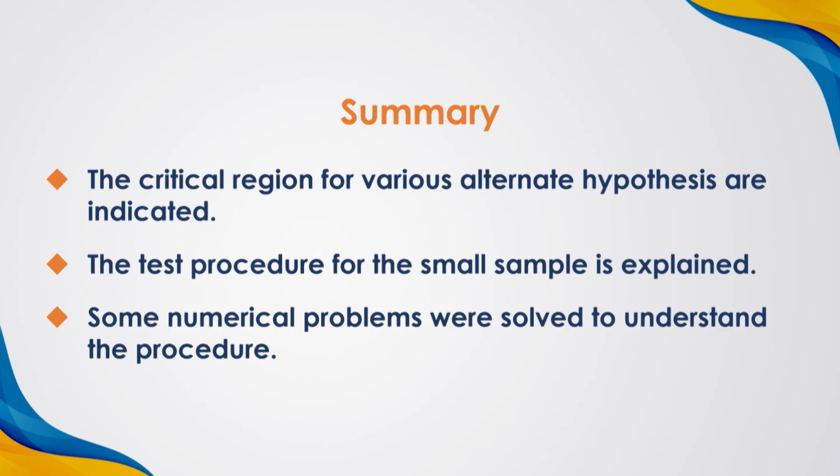Summary: the critical regions for various alternate hypotheses are indicated. The test procedure for the small sample is explained. Some numerical problems were solved to understand the procedure. We have come to the end of this part. Let us continue in the next video. Thank you.